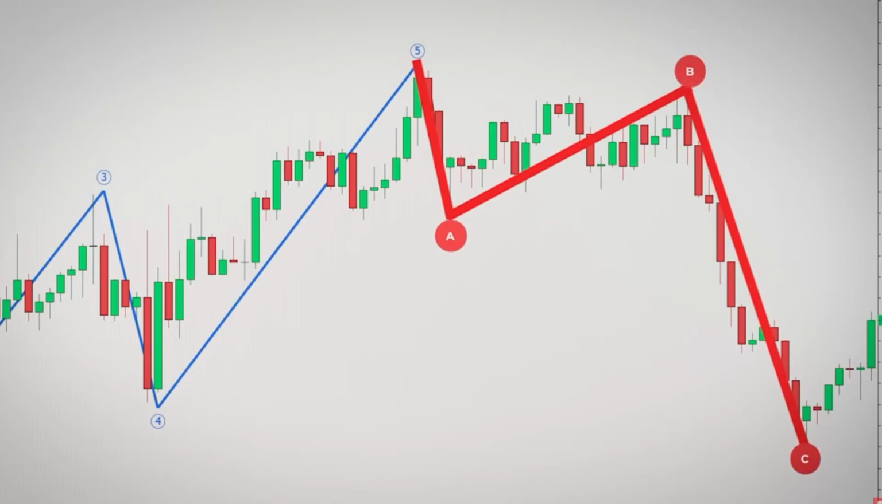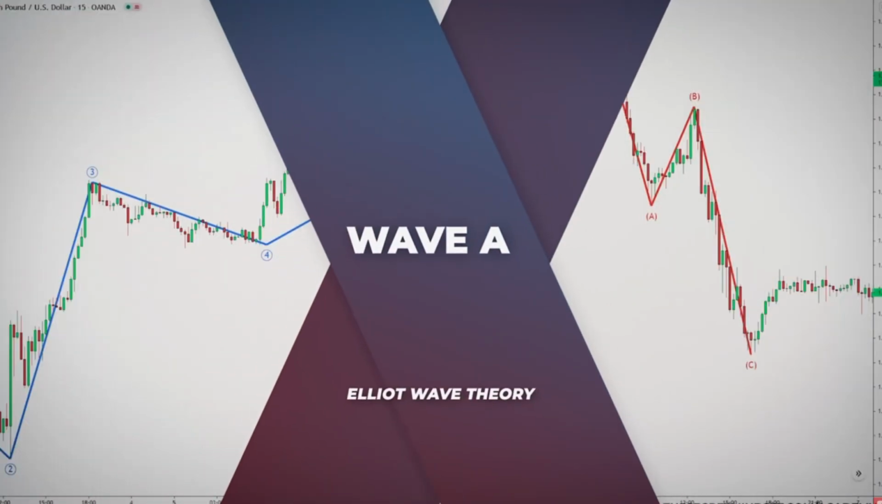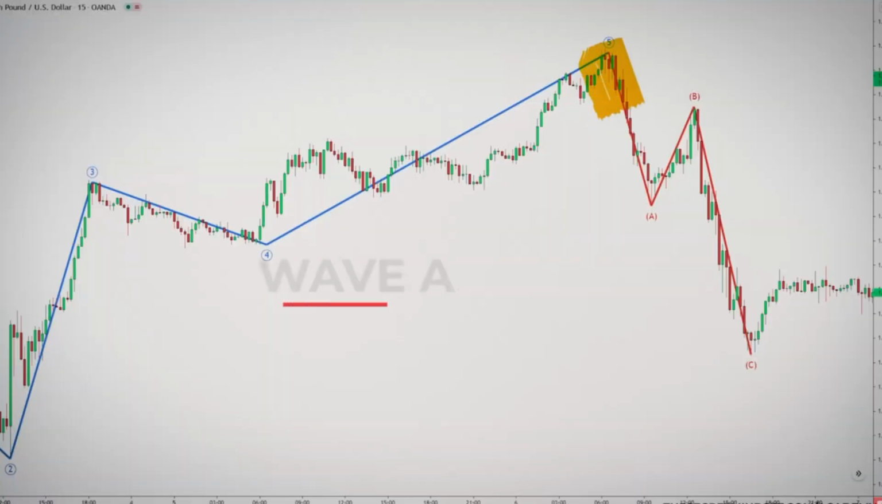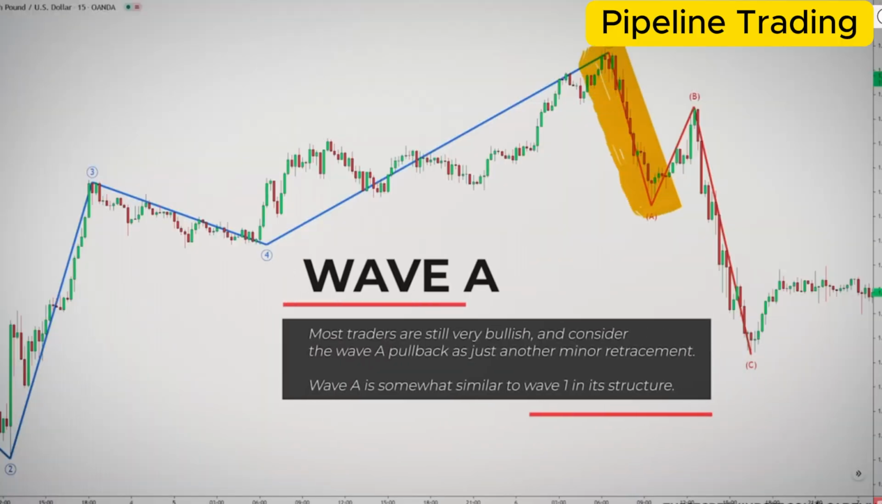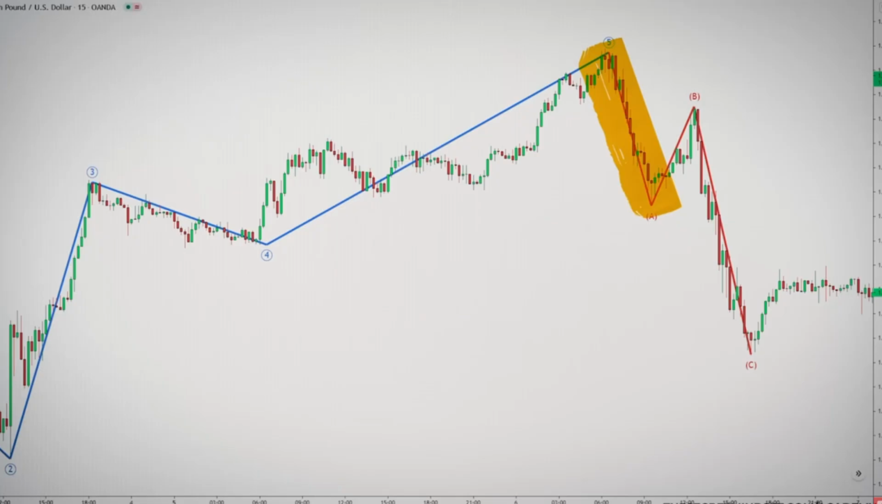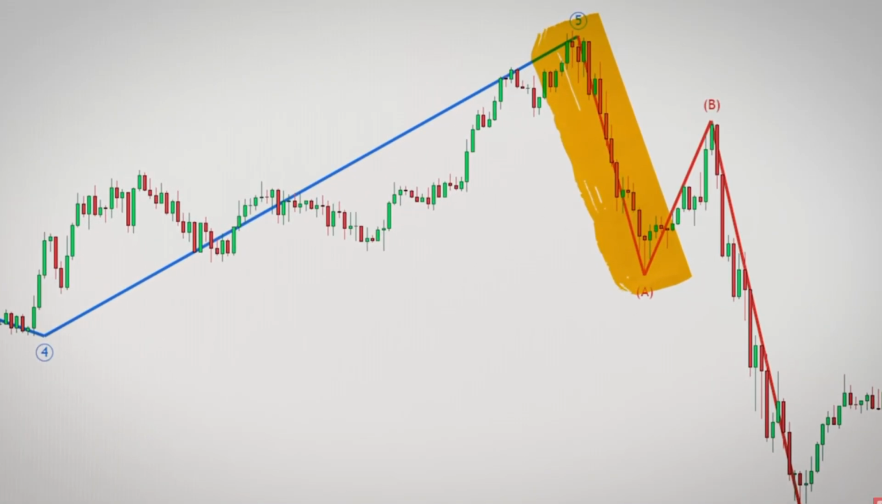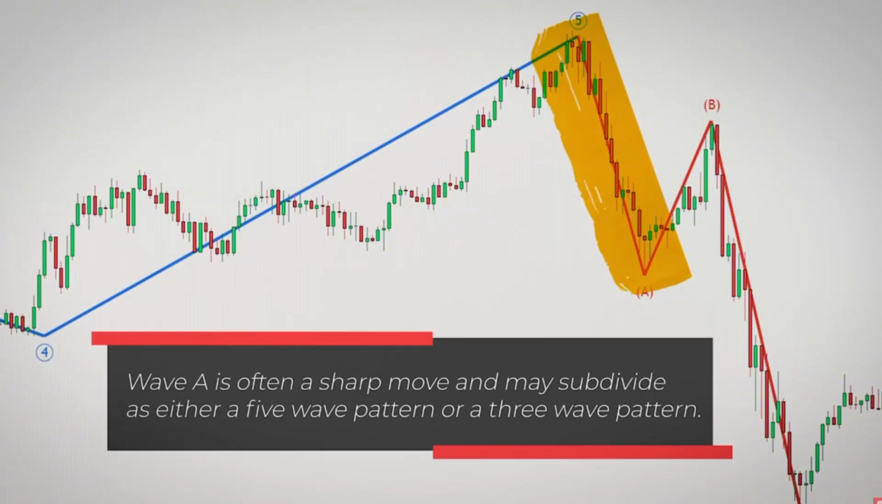Wave A starts the corrective sequence. During this phase, most traders are still very bullish and consider wave A a pullback, just another minor retracement. Wave A is somewhat similar to wave 1. During both of these waves, the market participants are heavily positioned on one side of the market, depending on the direction of the larger trend. However, just as in wave 1, some experienced traders begin to recognize the overbought market conditions during wave 5.